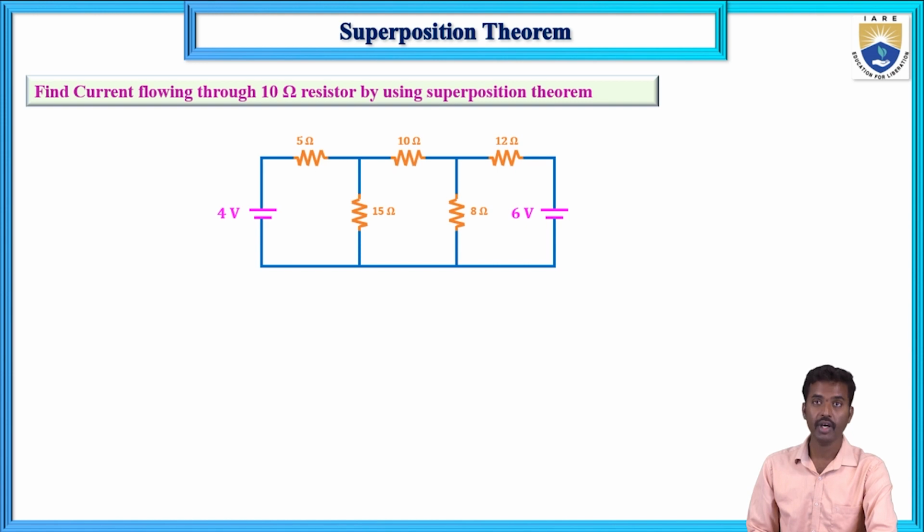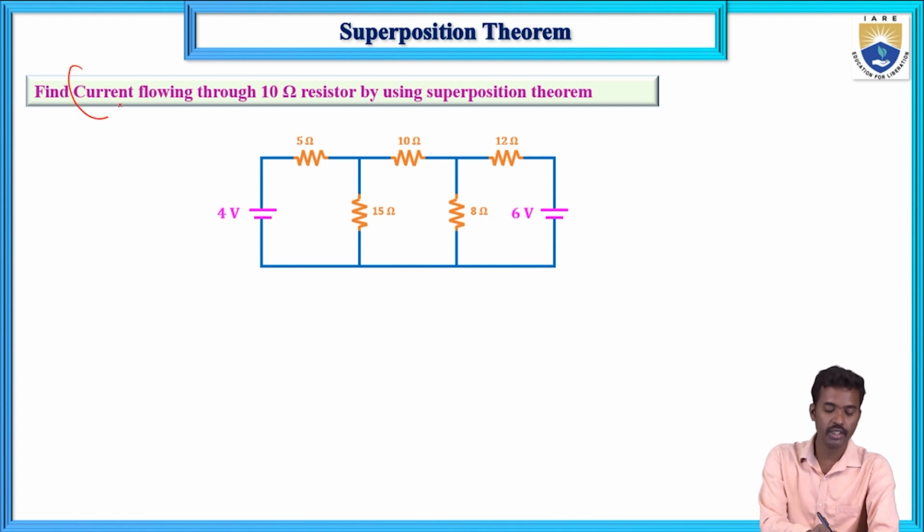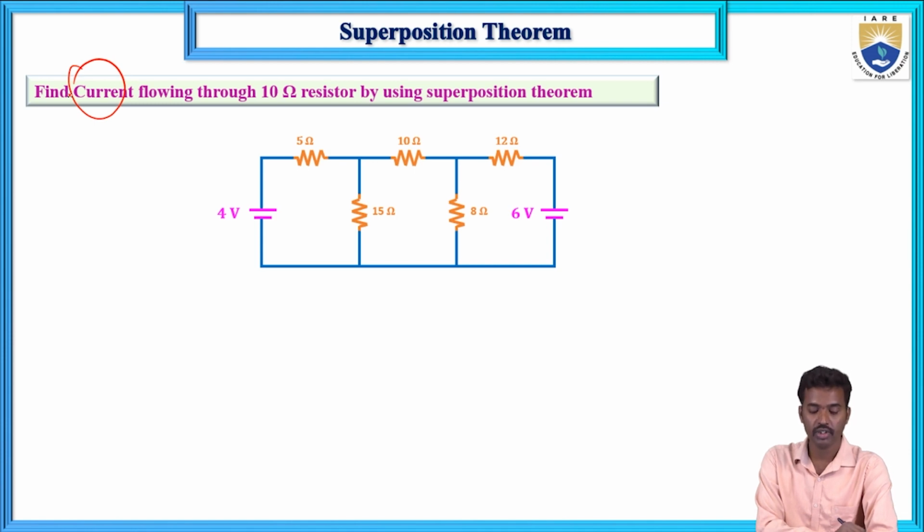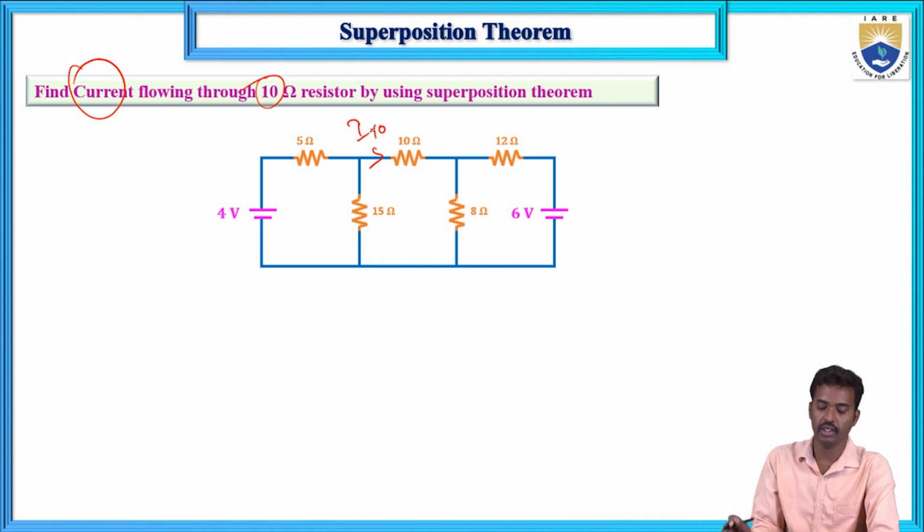Now the current flowing through the 10 ohm resistor by using the superposition theorem. Here we have 3 meshes. The first circuit has 4 ohm, 4 volts and 10 volts. It is a multi-source network, a linear bilateral network, and the response is the current, so we can apply the superposition theorem. Here the element is the 10 ohm resistor, so the 10 ohm resistor current is I10.